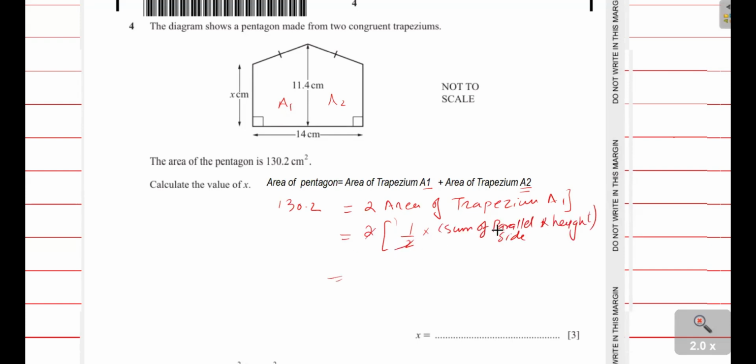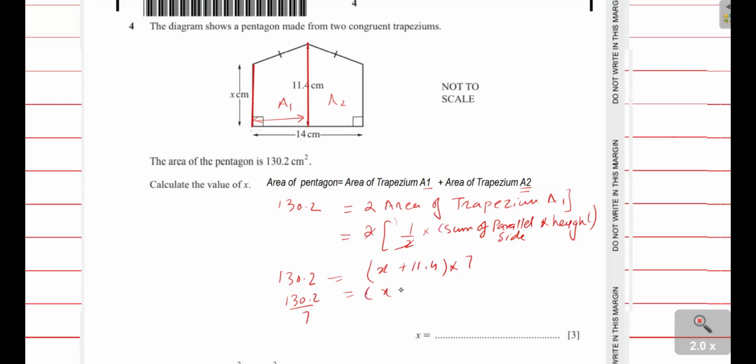2 would be cancelled. Sum of parallel sides, here are these two parallel sides, 11.4 and x, you can write this, x plus 11.4 into height, which is the distance between these two parallel sides. Look here, this length will be equal to 14/2 because the total length is 14, therefore the half of 14 will be 7, we write 7. And this will be equal to 130.2. And we will divide 130.2 by 7.